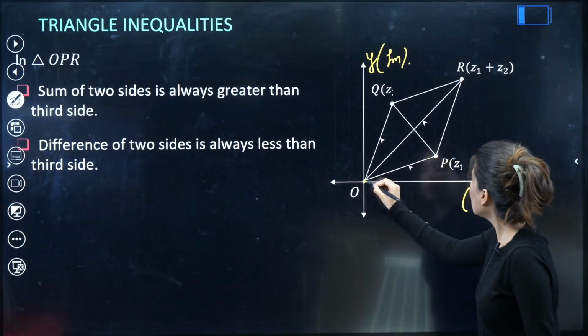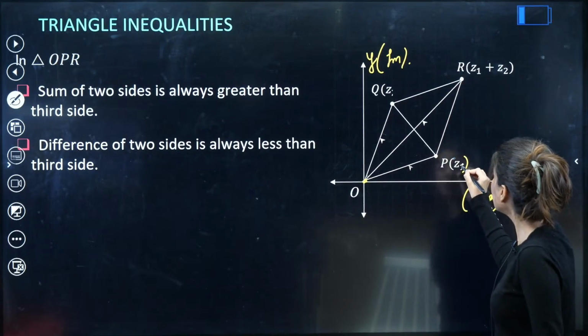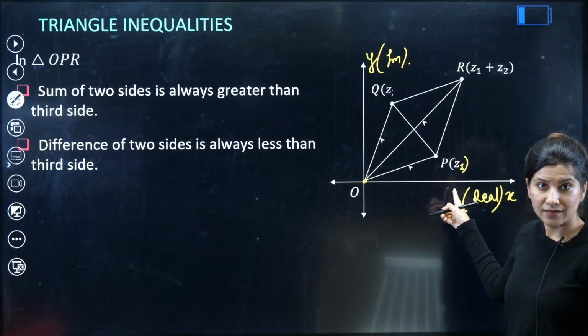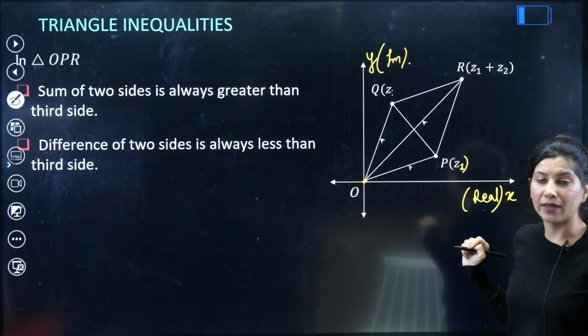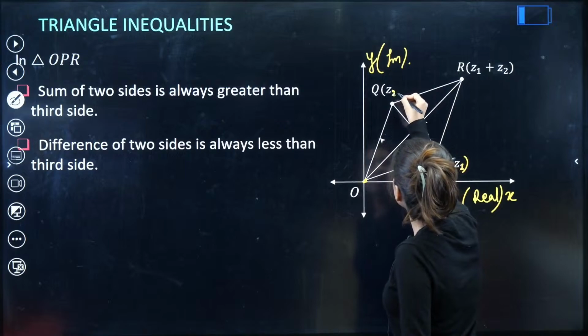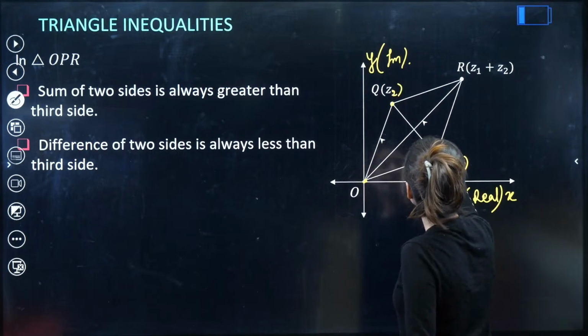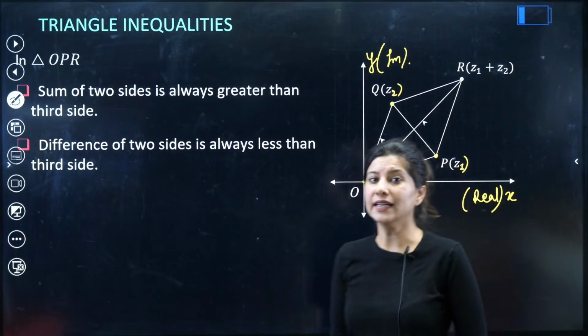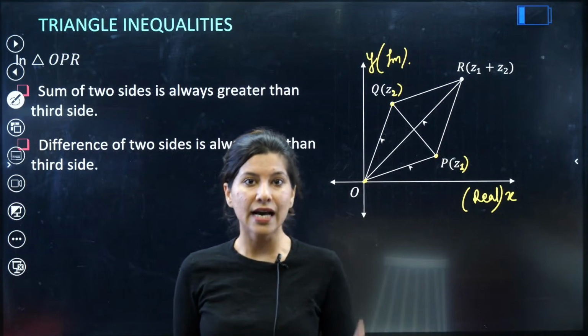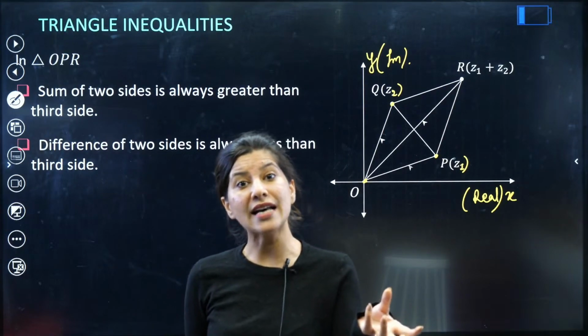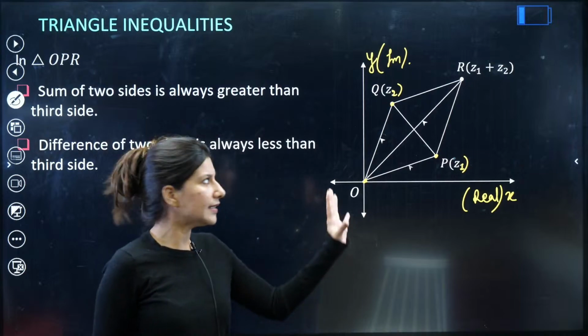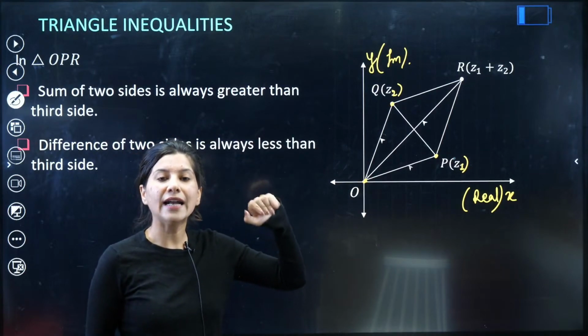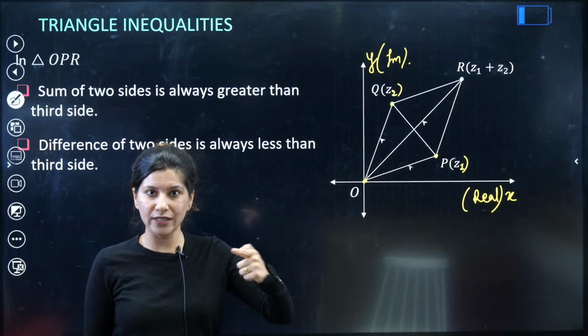And now this is your origin. P point is nothing but Z1, right? OP is your Z1 and OQ is your Z2. Z2 is another complex number. This is Z1, this is Z2. Now understand that these complex numbers are actually considered as vector quantities as well. So let us consider this as vector and try to prove the triangle inequality first, right?